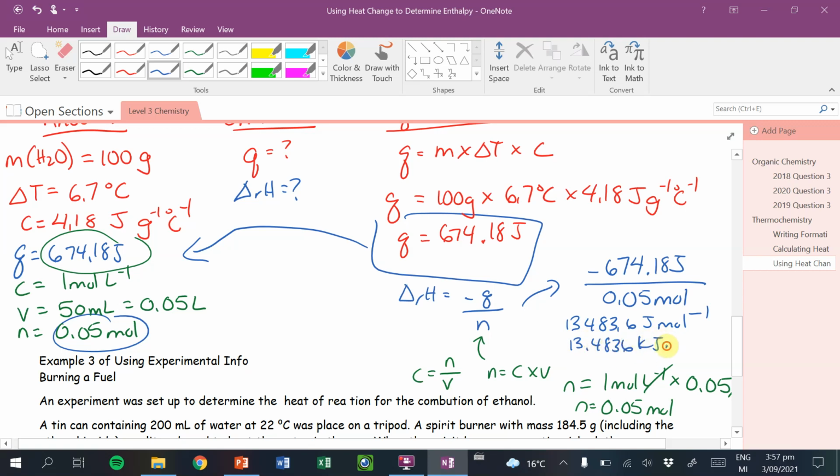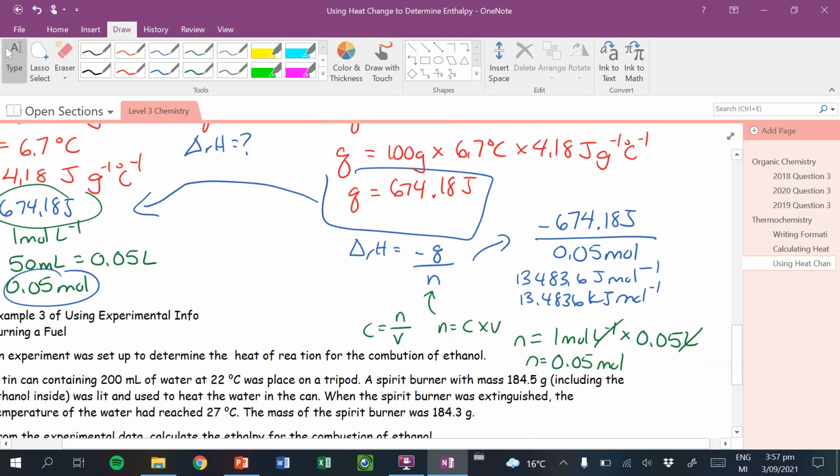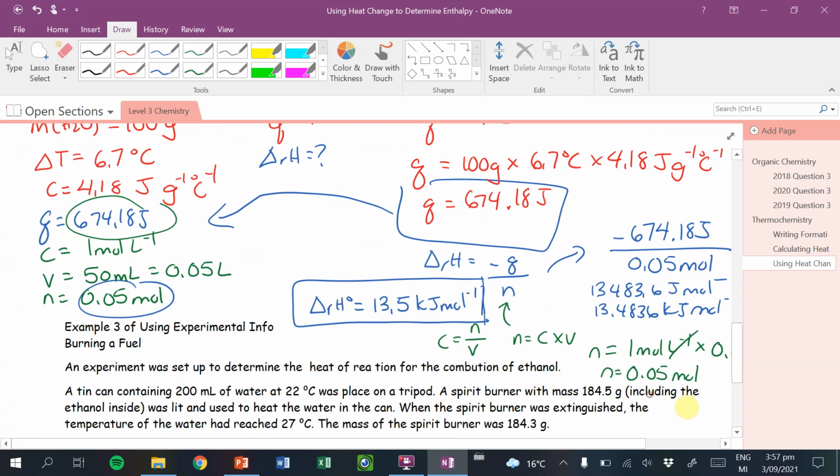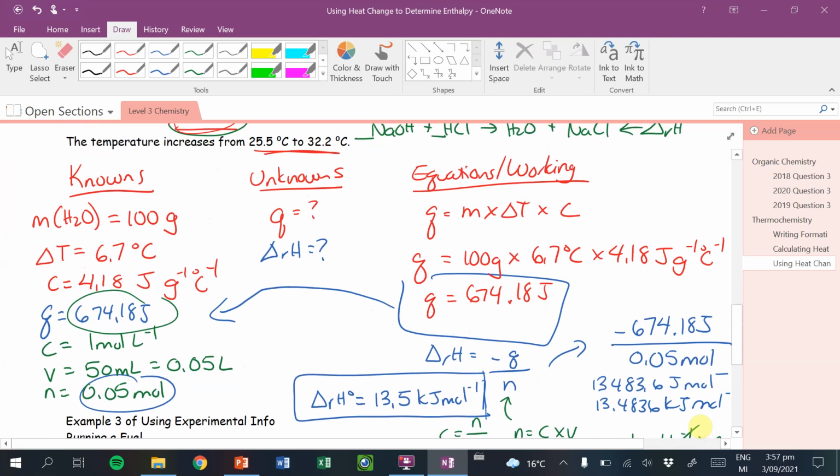13.4836 kilojoules per mole. But I want to get my delta H into a nice 3 significant figure number. So delta H in this reaction is going to be, 4 rounds up to 5, so 13.5 kilojoules per mole. So that's the answer to this one here. Try to make it clear for the examiner where your answers are. Cool. So that's the next example. I hope that makes sense.